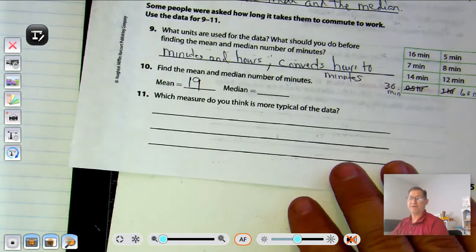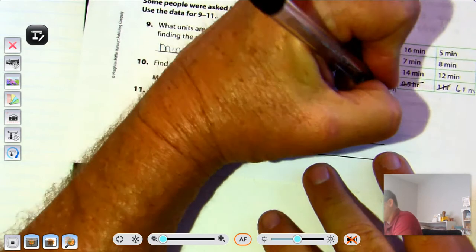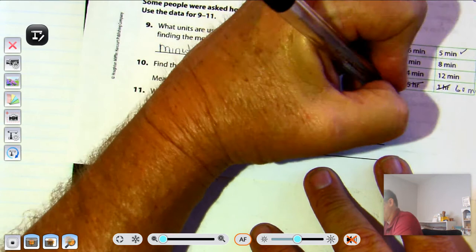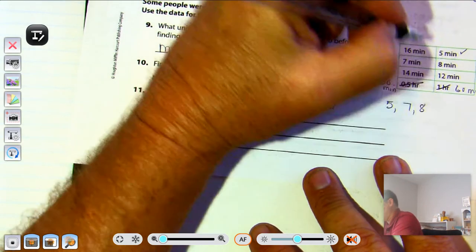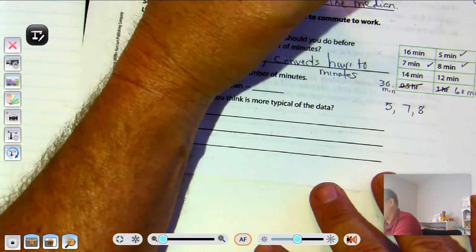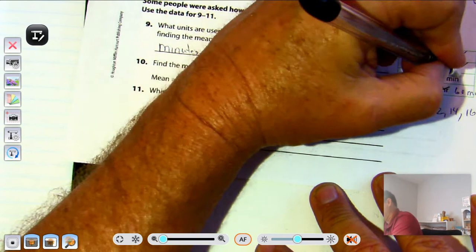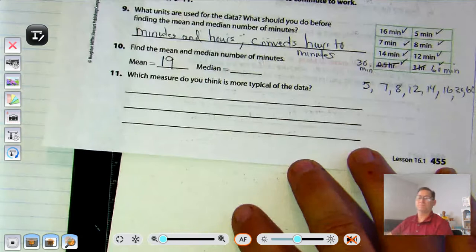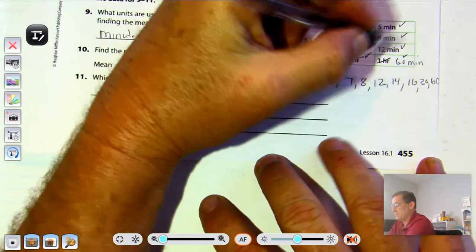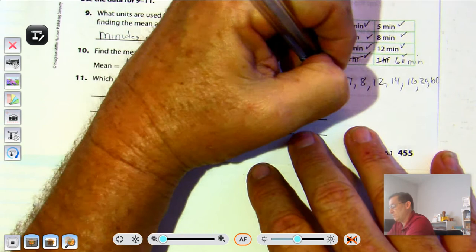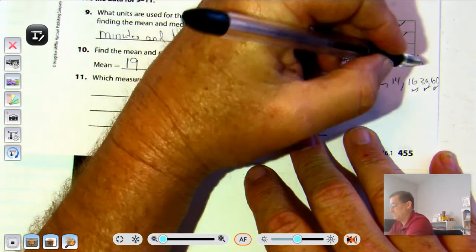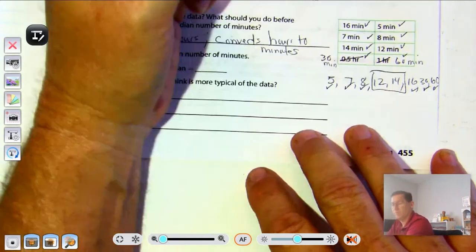All right, find the median by putting the number of minutes in order. And work your way towards the middle. Since it's an even set of data points, you're going to have 2 in the middle that we'll have to add together and divide by 2. Okay, so we have 12 and 14 in the middle.